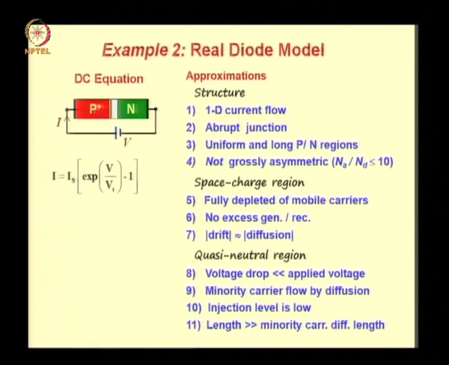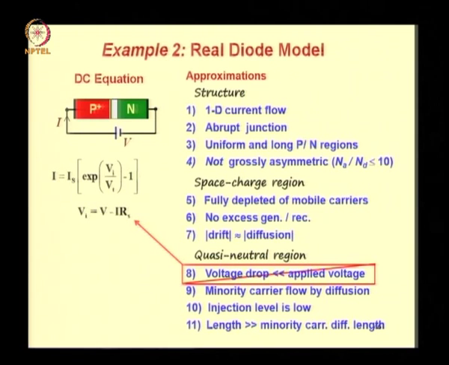To look at the approximations associated with the real diode model, let us begin with the ideal model. So this is the ideal diode equation, and these are the set of approximations associated with an ideal DC equation. The real diode model is obtained by dropping the various approximations one by one.